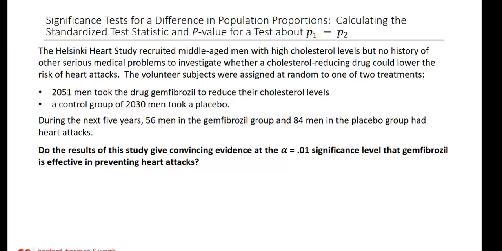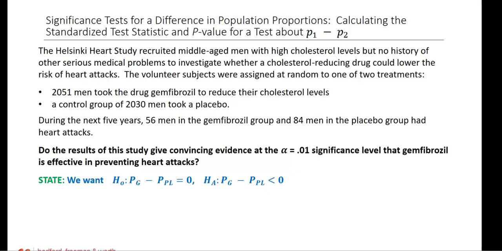Do the results give convincing evidence at the 1% significance level that gemfibrozil is effective at preventing heart attacks? So they'd use 1% probably just because it's kind of a life or death situation. This is a big deal, so we want to make sure, it's hard to reject here. They're reducing type 1 errors.